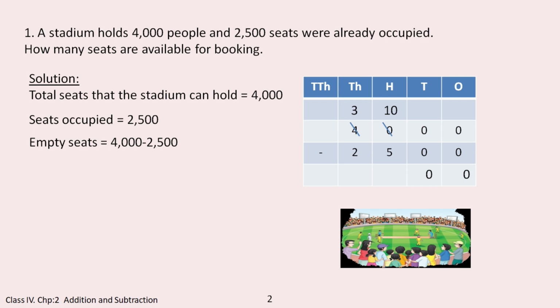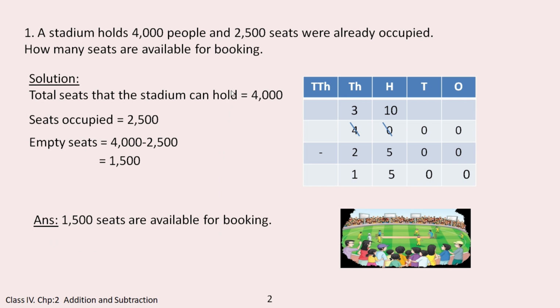Fine. Now subtracting 10 minus 5 will give me 5. 3 minus 2 will give me 1. So my final answer is 1,500. And I'll write the statement as 1,500 seats are available for booking. This answer statement is very much important, students.